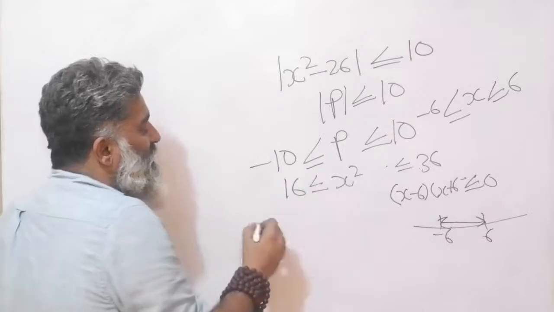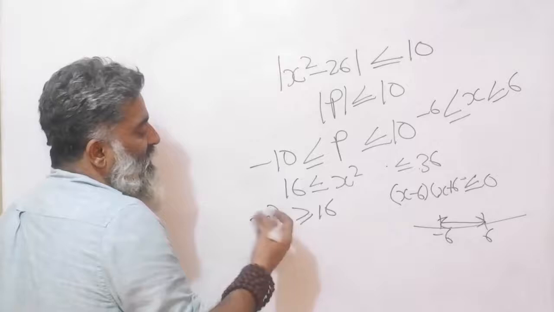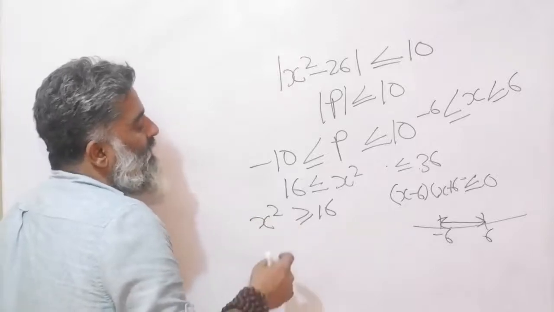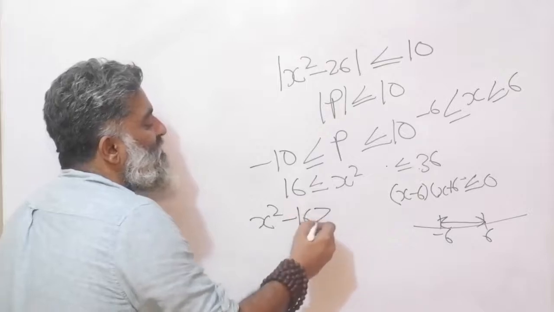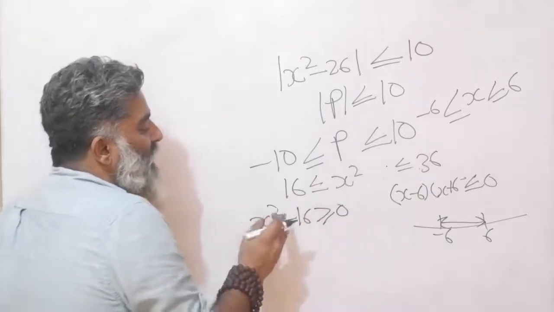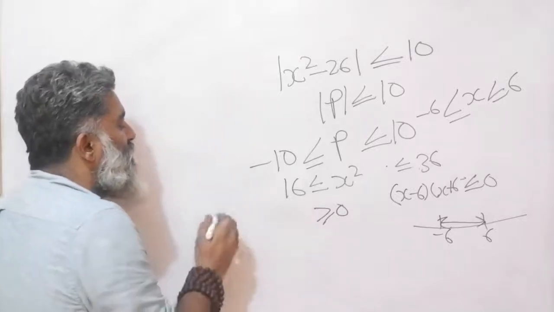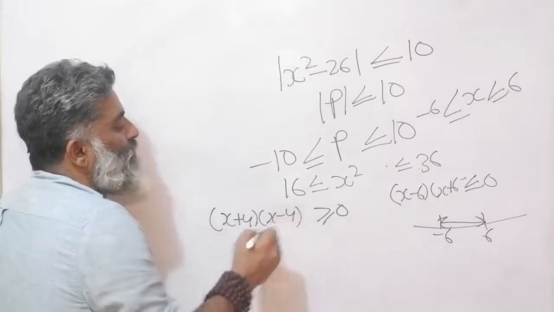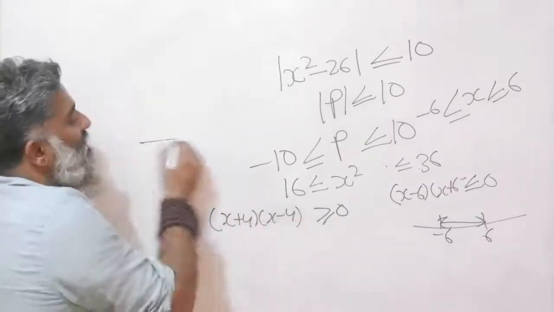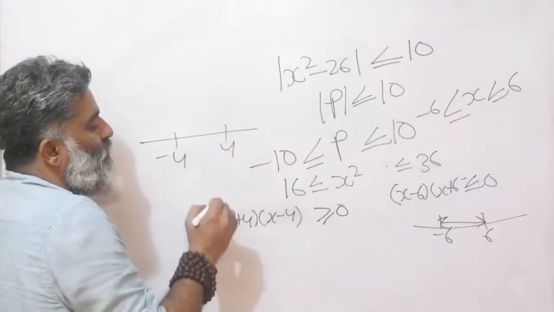Now let's think about the other one. X square is greater than equal to 16. I'm just rewriting it so that x is on my left side, right? And then I will move the 16 to the other side. X square minus 16 is greater than equal to 0. Again, this is also x square minus 4 square. I'll factorize it into x plus 4 into x minus 4. Again, quickly think of your graph and the two roots. One root is minus 4 and the other root is 4.